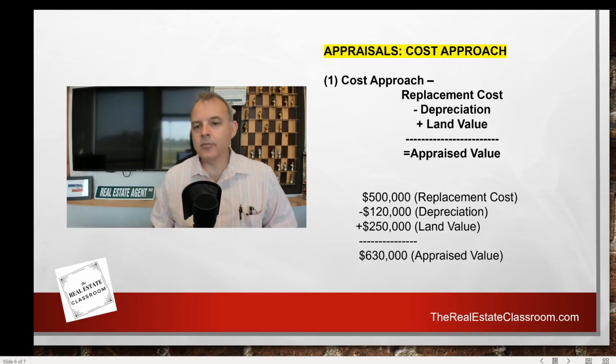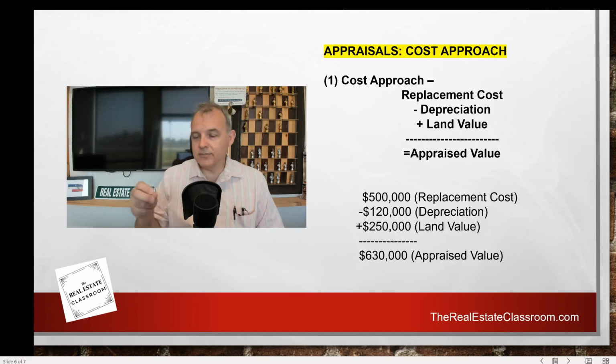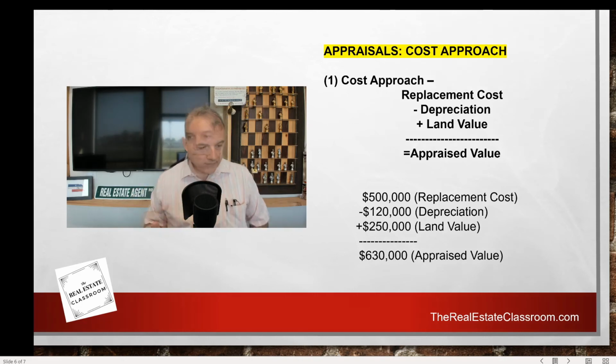So let's say that an appraiser has determined that this church that they're doing a cost approach to valuation on, the appraiser has determined to replace this church is going to cost $500,000 in today's dollars. And again, how did they come up with that number? Well, the appraiser does belong to certain types of services that they become members of. They'll give them all the information that they need to do these types of appraisals. You don't have to know that for your real estate exam.